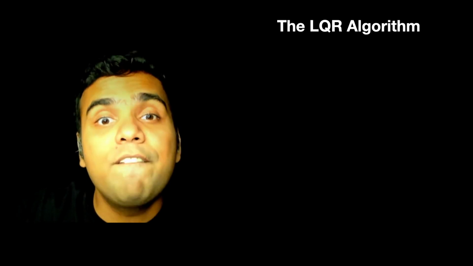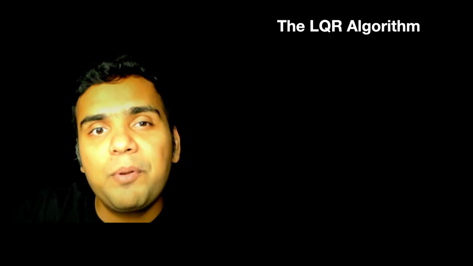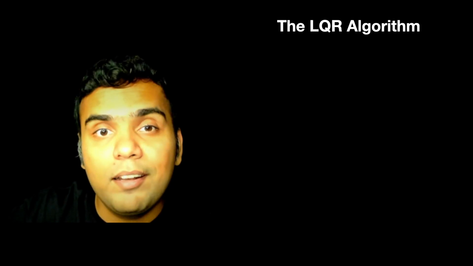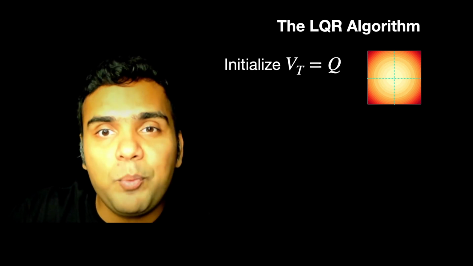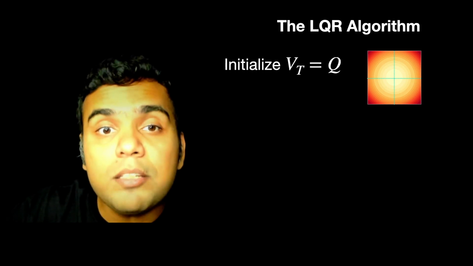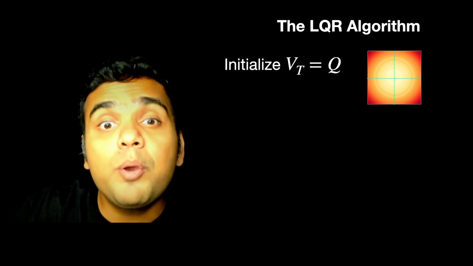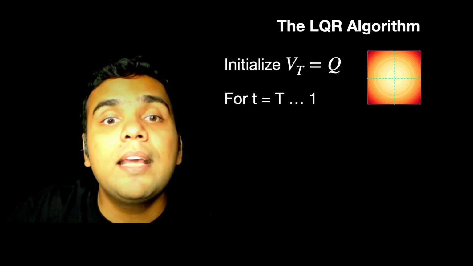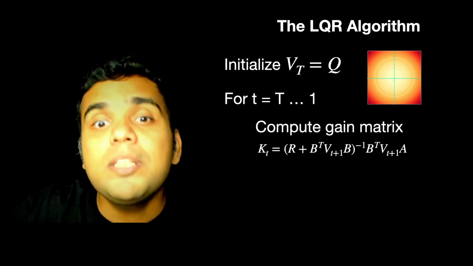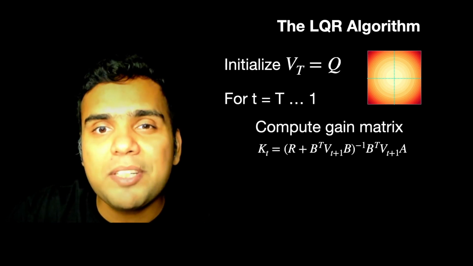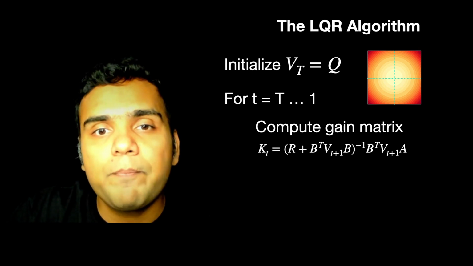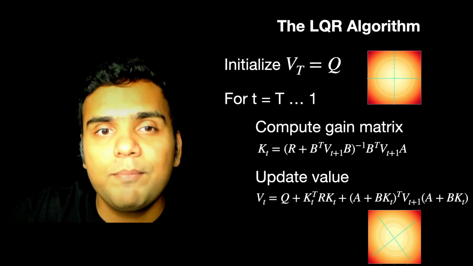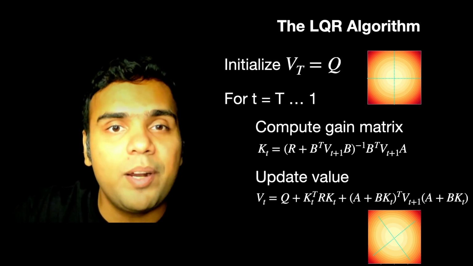This suggests a very simple 3-line algorithm for computing a controller for our inverted pendulum. Step 1. Initialize the matrix Vt with Q, the state cost matrix. Then we are going to loop backwards in time. Every time we are going to compute the gain matrix Kt, which is simply a function of the coefficient matrices and the future value matrix. We are then going to update the value matrix and repeat. And this is all there is to the LQR algorithm.